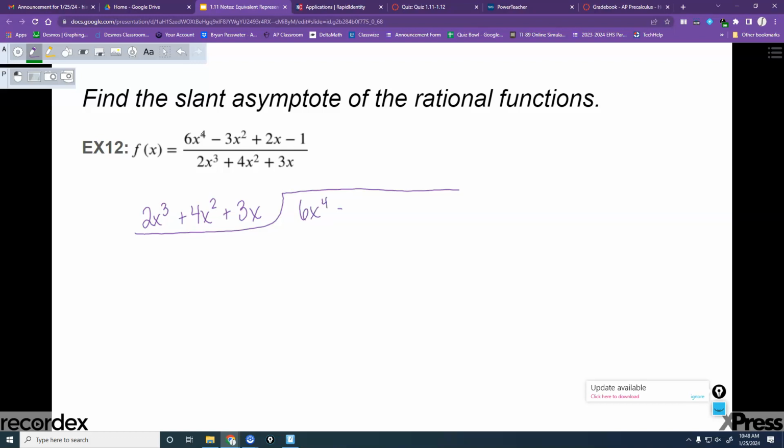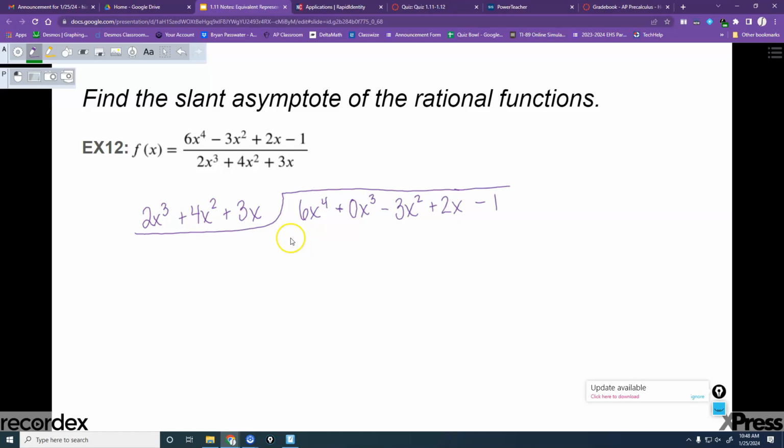I would do this right here. Notice how we went from x to the fourth power down to x to the second power? We skipped a place. So I would put 0x to the third right there, because if you don't, sometimes you won't get things lined up like they need to be. And then we subtract 3x squared plus 2x minus 1. So we're thinking, what times 2x to the third would give us 6x to the fourth?